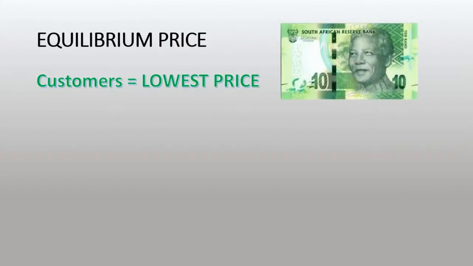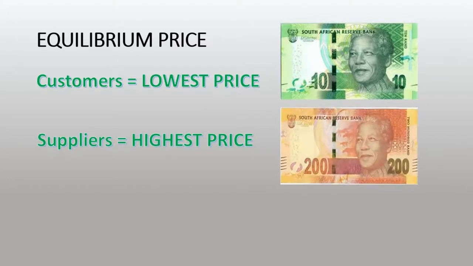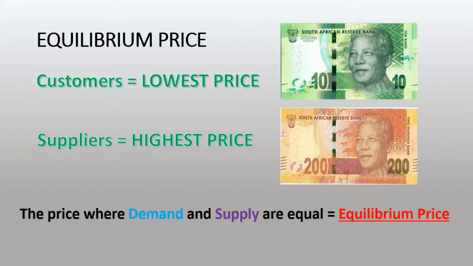To find how we determine the price of a product, we know that consumers would want to pay the lowest possible price for a good. However, suppliers would want to charge the highest possible price for a good. So it's important that we find a balance between the two, where both consumers and suppliers can be satisfied. And this point where demand and supply are equal is known as the equilibrium price.